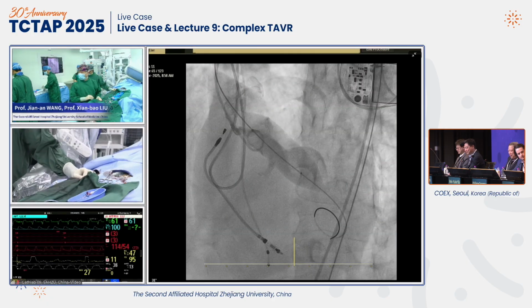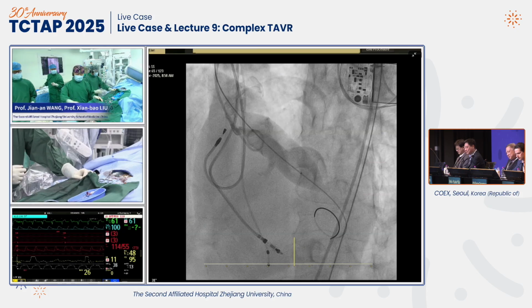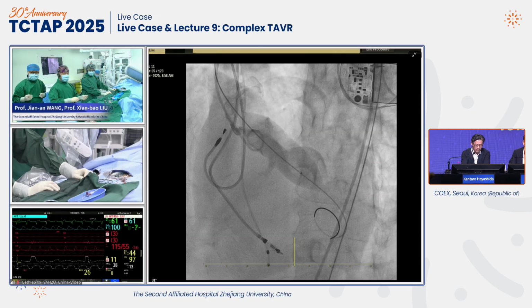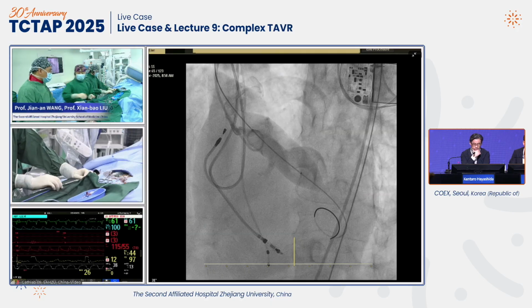And the Hangzhou team nicely demonstrated very good predilation, and the slow inflation was also key to stabilize the balloon in this case. Okay, so we will introduce the 26.